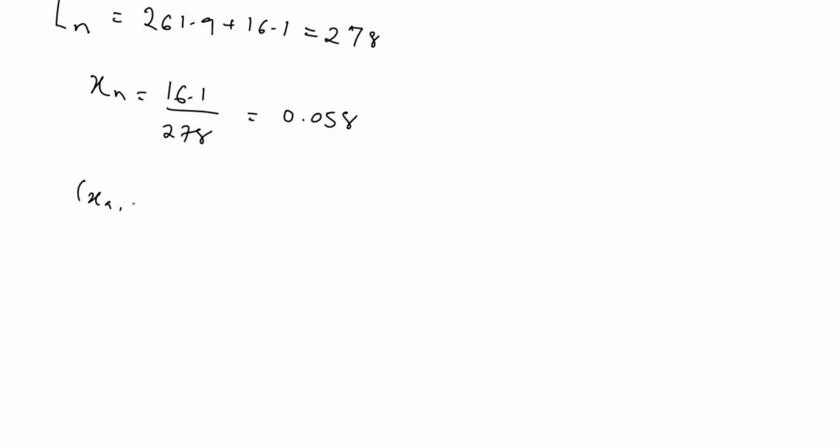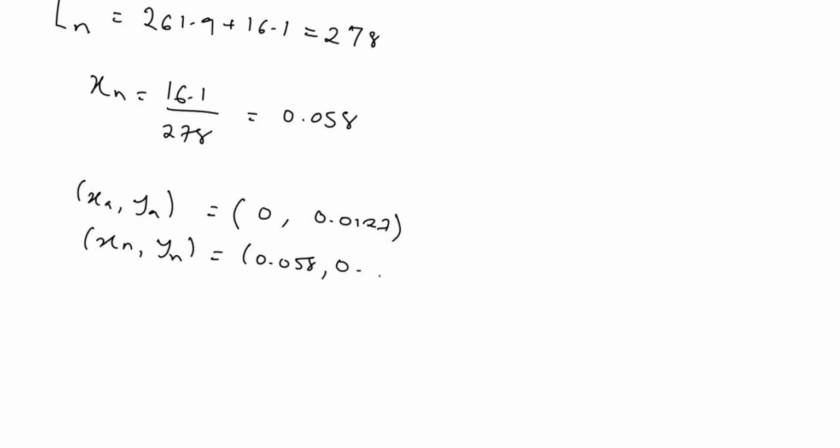So now I have all my values that I can use to plot my operating line. XA, YA: XA is 0, acetone free coming in, and YA is 0.0127. Then XN, what I've just accounted for, is 0.058 and YN is 0.195. Then XB and YB, the other extreme end, which have been given from the question as 0.1 and 0.3. So now this is what I have to plot my operating line, right?